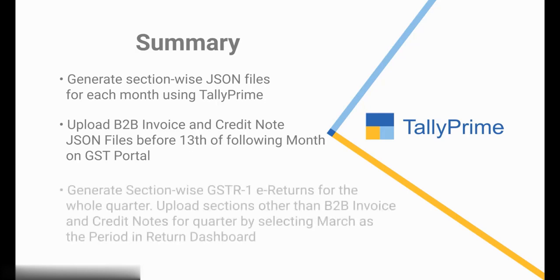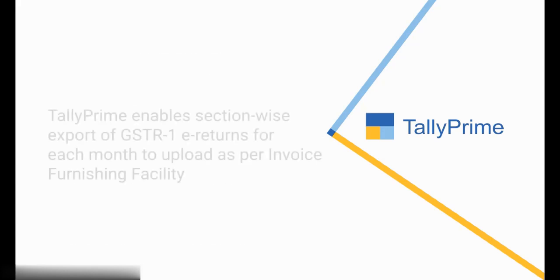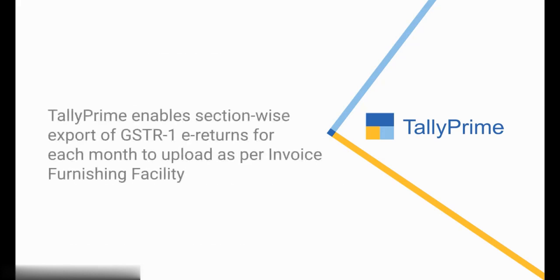Step 3. In the third month, generate section-wise e-return files for the whole quarter using Tally Prime. Upload JSON files of all sections other than B2B invoices and credit notes corresponding to the whole quarter. As you can see, filing e-returns section-wise using JSON files generated from Tally Prime is very simple and enables dealers to handle invoice furnishing facility requirements.